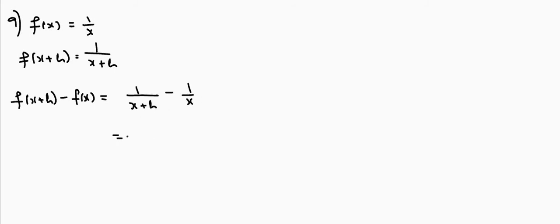Taking LCM, we get (x plus h) into x. In the numerator, we get x minus (x plus h). The x gets cancelled, so we get minus h by (x plus h) into x.